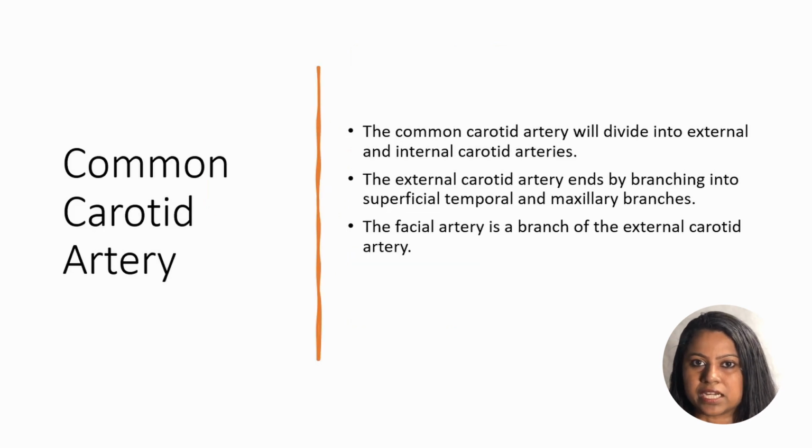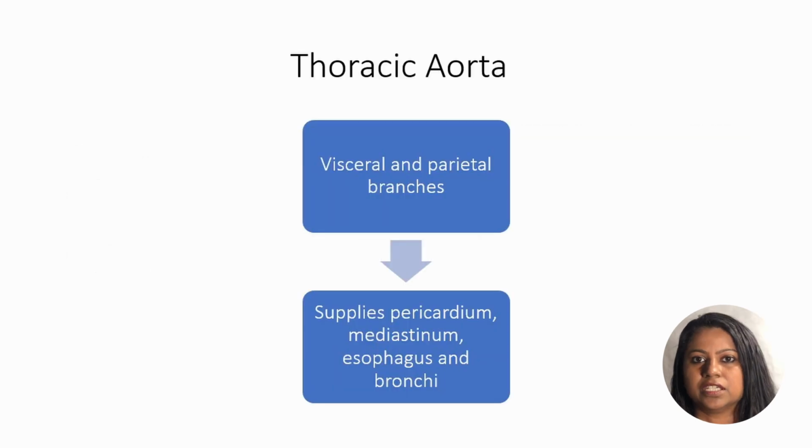The common carotid artery will divide into external and internal carotid arteries. The external carotid artery, in turn, ends as the superficial temporal and the maxillary arteries. It also gives off the facial artery. The thoracic aorta gives off visceral and parietal branches that supply the pericardium, the bronchi, esophagus, and mediastinum.